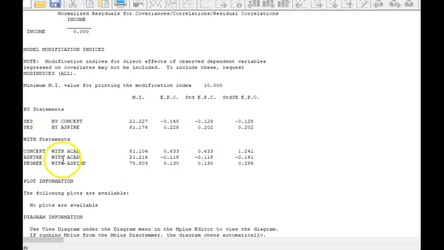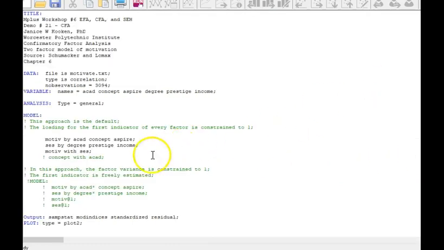But we may not want to completely change the model structure by doing that. We may want to just allow for some added correlation. So here it suggests that we correlate concept with academic. And so that's what we're going to do next. So I'm going to say concept with academic. I already have it written down there. That means that the error variances for concept and academic are correlated.